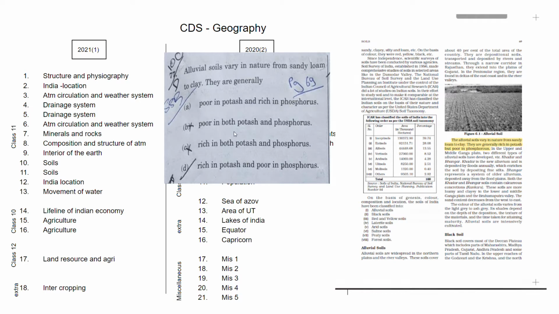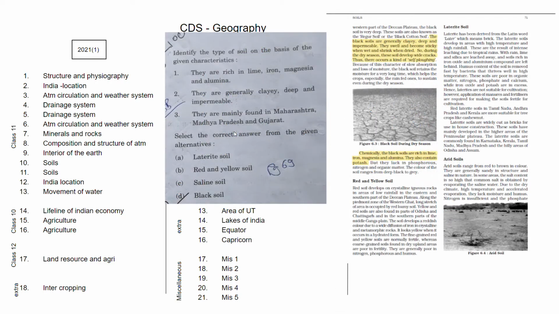Now the next question, which is also from soil. Identify the type of soil on the basis of given characteristics. Now look at the characteristics of black soil. The black soils are generally clayey, deep and impermeable. They swell and become sticky when wet and shrink when dried. So during the dry season, these soils develop cracks. Thus, there occurs a kind of self-ploughing.